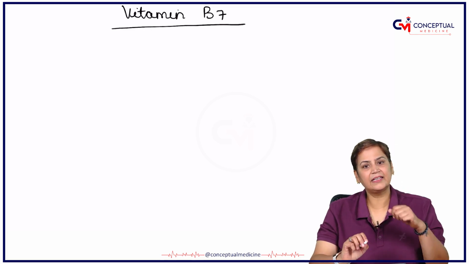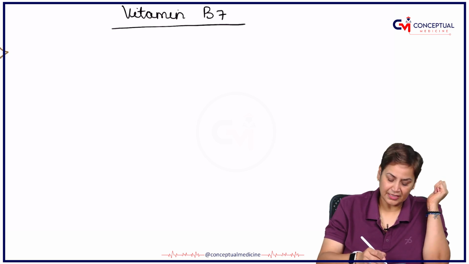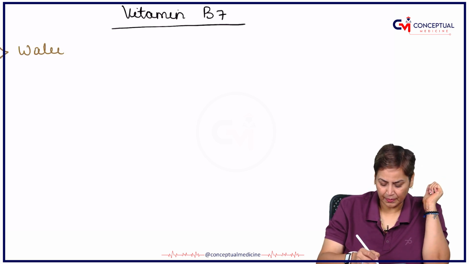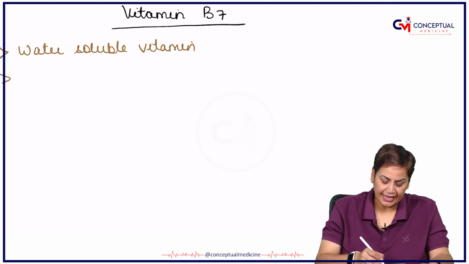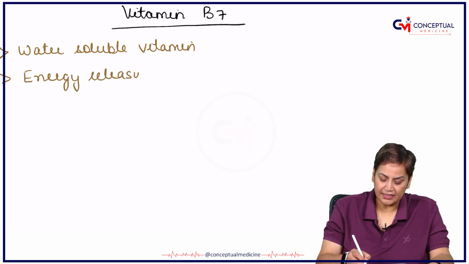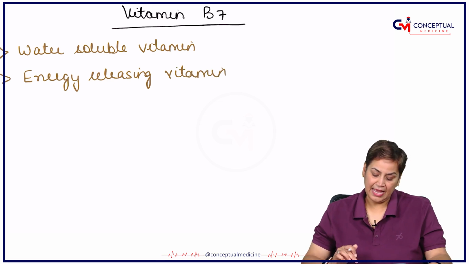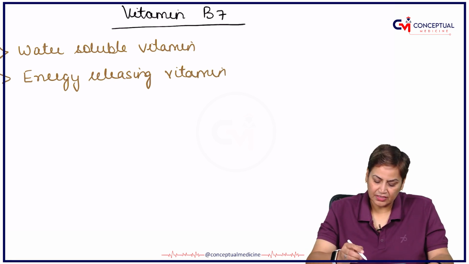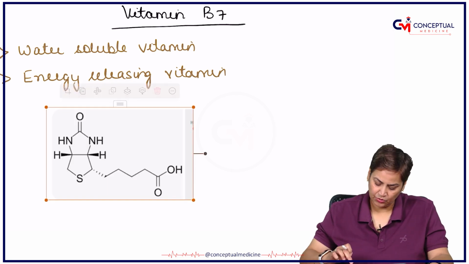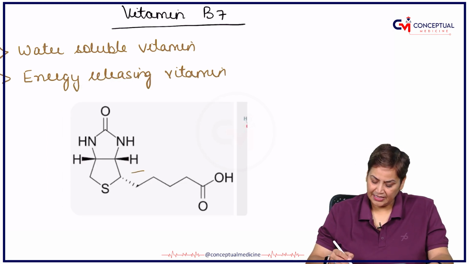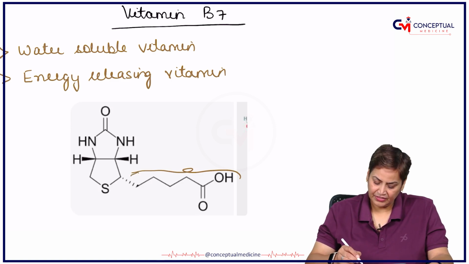Now, what are the characteristic features of this? First of all, it is a water-soluble vitamin, and under water-soluble vitamins, it also comes under energy-releasing vitamins. And the structure looks somewhat like this, as you can see here. This is isovaleric acid which is attached to this.